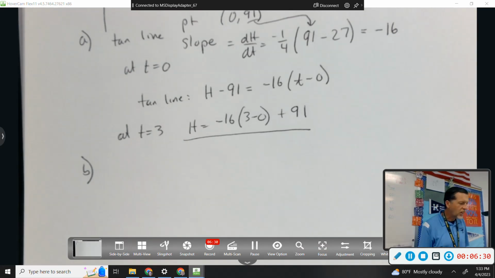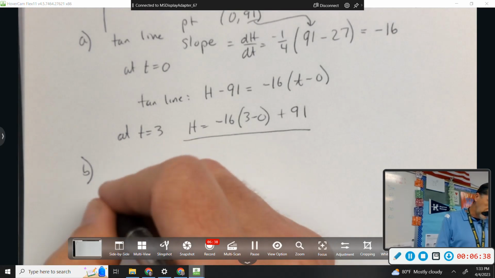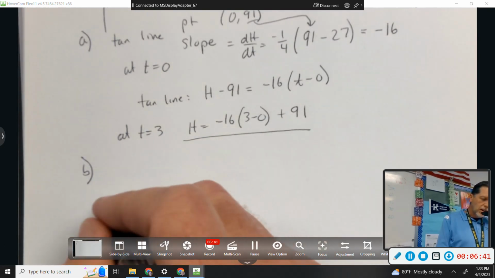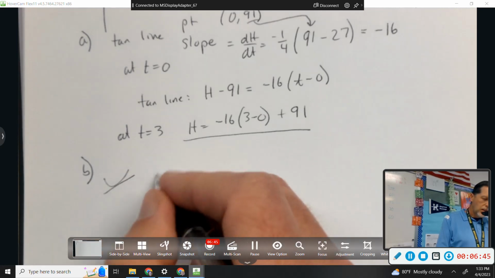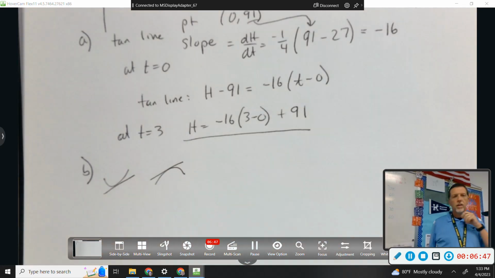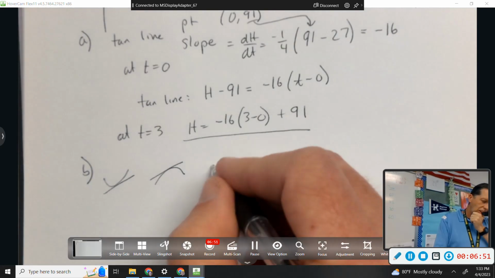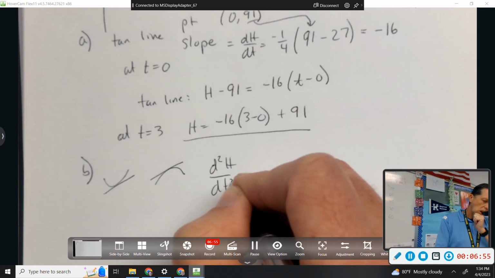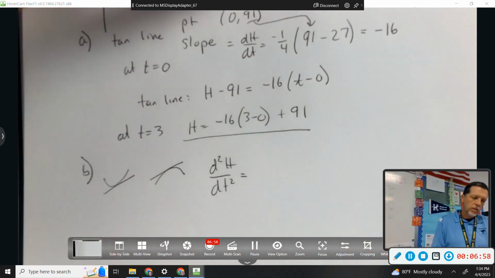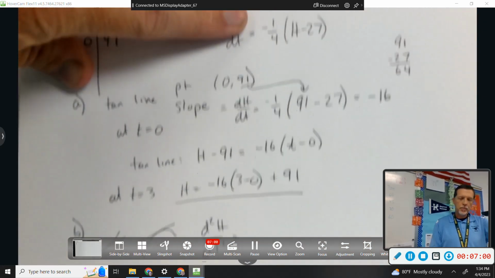Use the second derivative to determine whether your answer in part A is an underestimate or overestimate. So second derivative is about concavity. So I'll need to know if I'm concave up versus concave down, but I need a second derivative. Take a derivative of dH dt, which is up there.